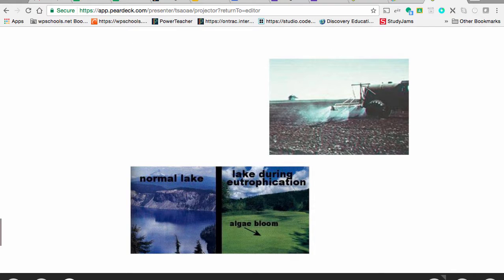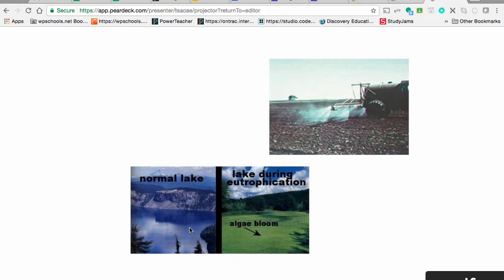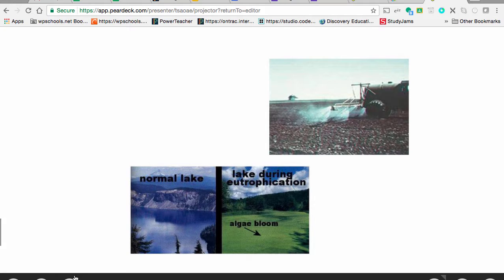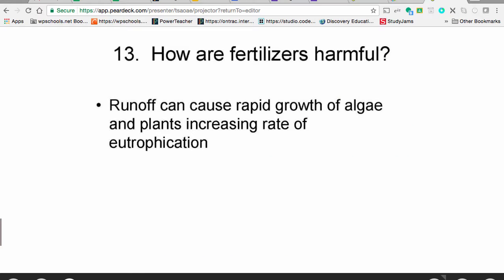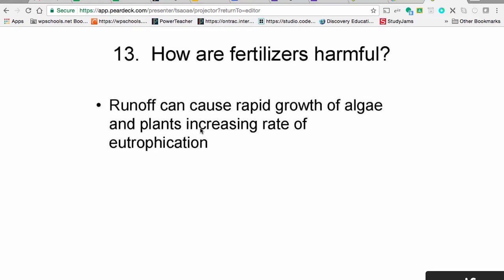Farming in residential areas can be a problem because they put fertilizers and pesticides on the field that can dump into a nearby water system, including surface water. This can cause an algae bloom due to the fact that the algae also appreciates the fertilizer that's dumped into the river and can choke out the oxygen and the sunlight that needs to go into the river to provide oxygen for the animals. So fertilizers can be harmful because runoff can cause rapid growth of algae in plants, increasing the rate of eutrophication.